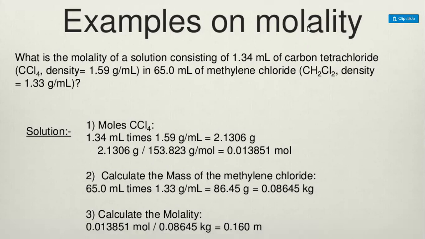The number of moles you have already calculated, that is 0.1381 moles, upon the mass of methylene chloride in kilograms, calculated. So that will be 0.08645 kilograms and the molality is 0.160 m. That will be small m. So that is how we calculate molarity and molality.